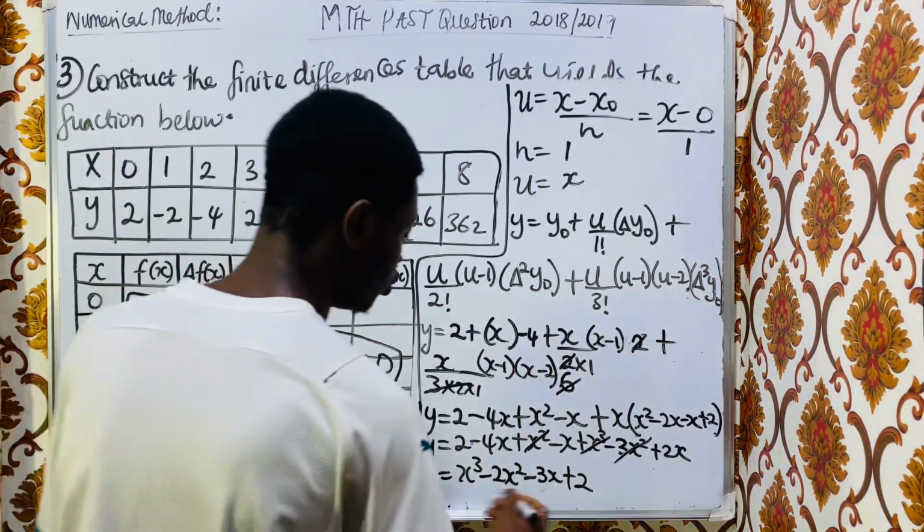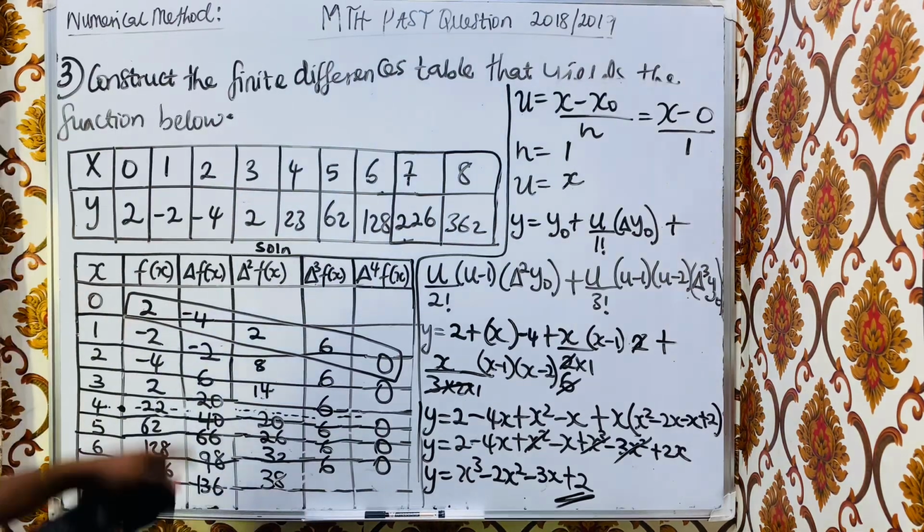So this is the required polynomial we are asked to construct, and we have also corrected the table.